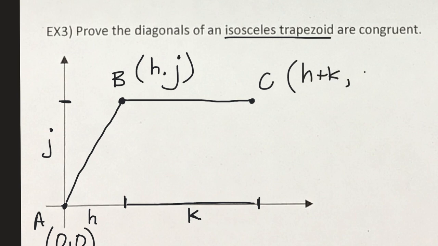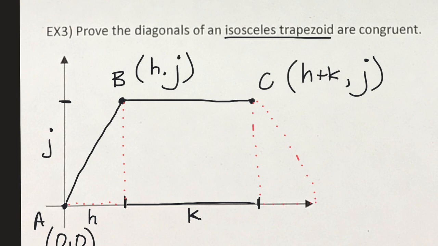H plus K, comma, J. Because once again, we're starting at the axis, we have to go h units to get to point B, and then we go k units to get to point C. So h plus k, comma, j. So if we think about this isosceles trapezoid, an isosceles trapezoid is a rectangle that has two congruent right triangles glued onto the edge.